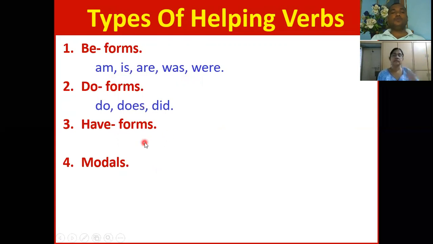Next, do forms. Do, does, did. Do, does in present tense. Did in past tense. Next, have, has, had. Have, has in present tense. Had in past tense. Very good.